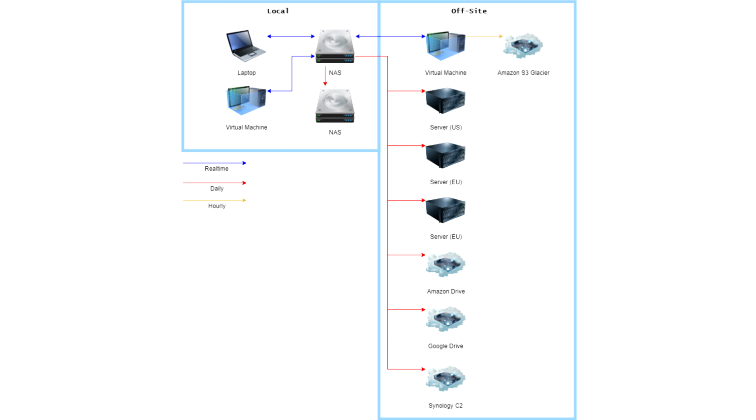But at this point, I have an hourly backup going to Amazon's S3 Glacier, and I also have the nightly rsync backup going from my Synology NAS to the 3 servers as before. I have it going to Amazon Drive, Google Drive, and Synology C2's backup storage at this point also.